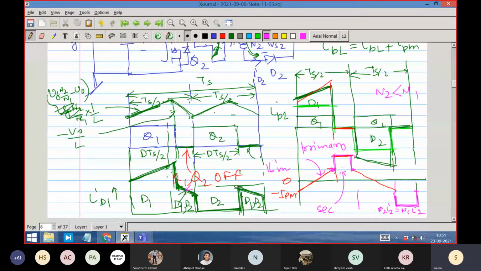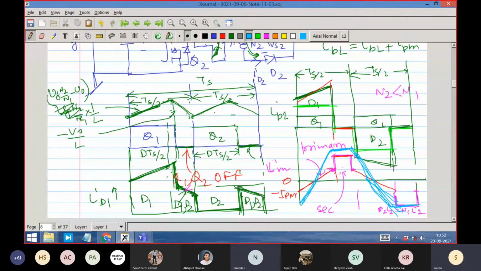But we will know what the flux situation is. The flux situation is like this. The current may be this. Flux has flatness. If I draw the flux, qualitatively it will be like this. Flux is now maintained by both primary and secondary together.